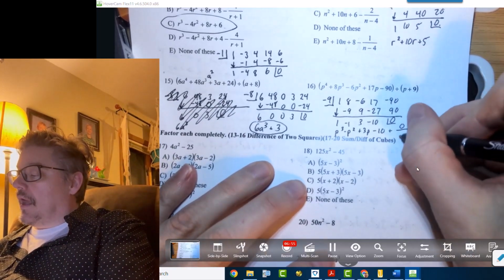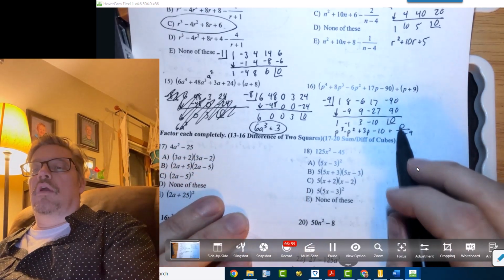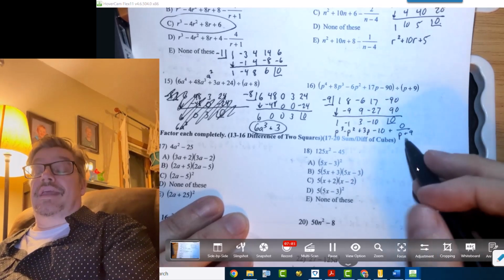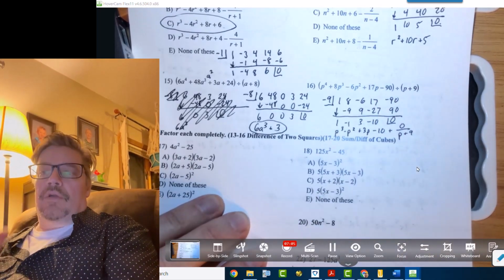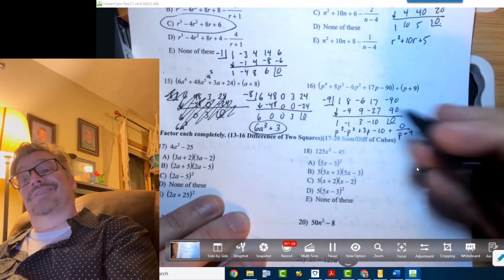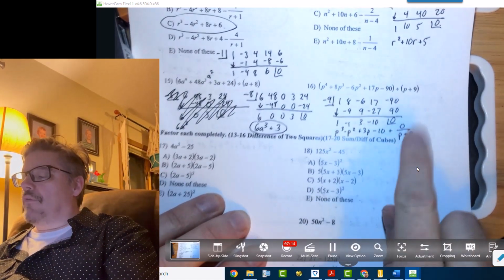All right, now if this did have a remainder, then we would have put that number, whatever that number is, over p plus 9, what this guy is. So watch out for that. It's definitely going to be on the test. You'll have a remainder, but for whatever reason, it might have been in the settings that this was set to not have a remainder, but that will change for your test. So watch out for that remainder, all right?